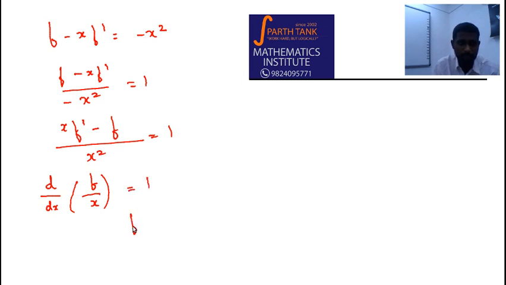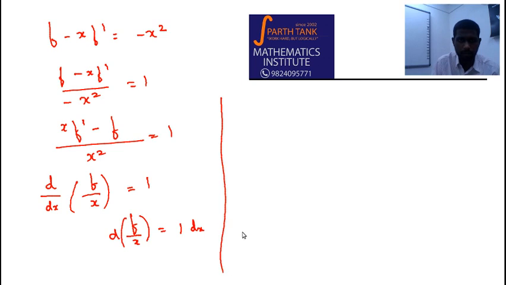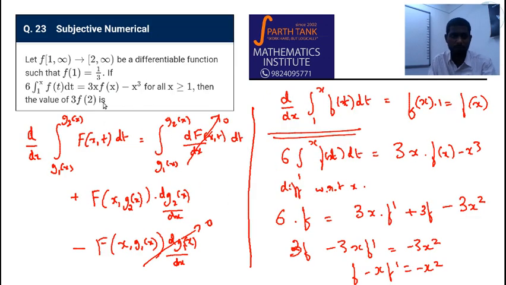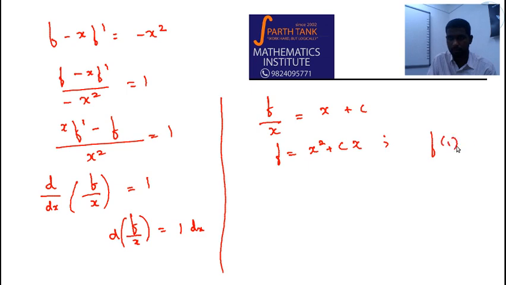So now integrate both sides. On the left hand side, you get 1 dx, or if you integrate on both sides, f by x is equal to x plus c, or f becomes x squared plus cx, excuse me. They have given us one condition, that is f of 1 is 1 by 3. So that substituted here becomes 1 by 3 is 1 plus c, or c is minus 2 by 3. Therefore f is x squared minus 2 by 3 x.